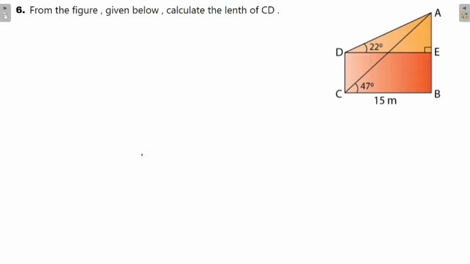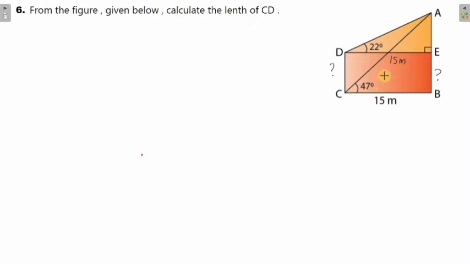Alright, so here the question says, from the figure given below, calculate the length of CD. In this figure, see what things are given to us. I see that BC is given to be 15, so obviously this DE is also going to be 15 meter, right? And you are asked to find how much this is. So basically finding this is equivalent to finding this.